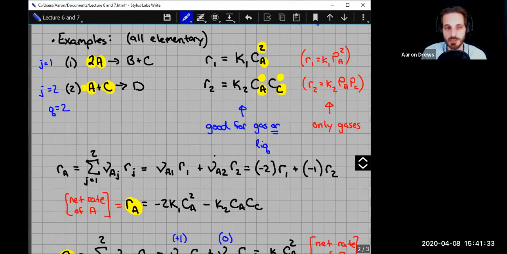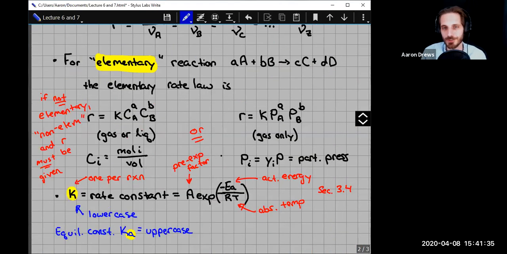Oh, that's a good question. What does it mean to be elementary? It's kind of a circular definition. An elementary reaction is one that follows an elementary rate law. And an elementary rate law is one where you have these terms, the concentrations raised to their powers. That's what an elementary rate law means.